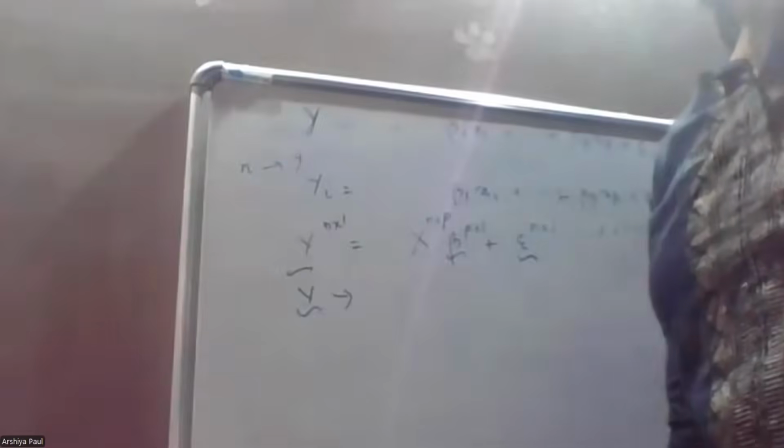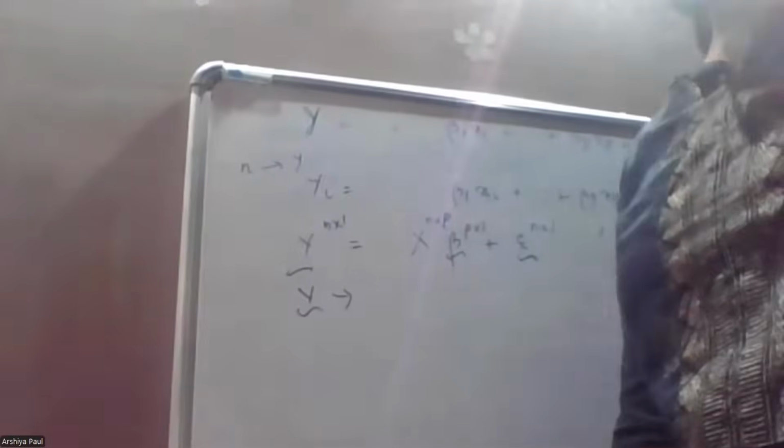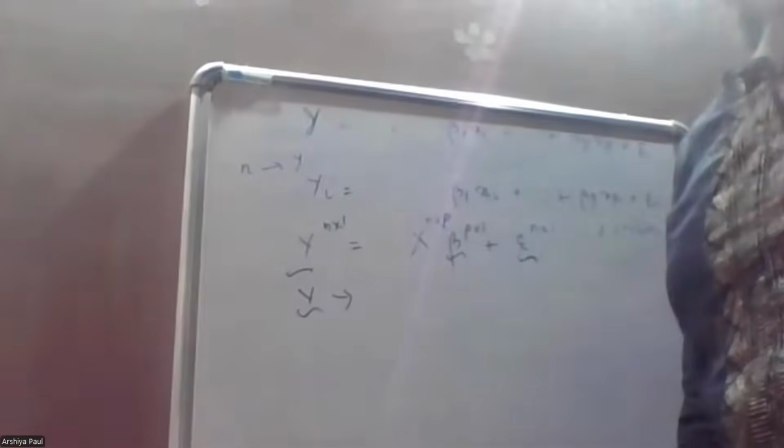N is greater than or equal to P, because the number of observations is greater than or equal to the number of parameters. So why do we do that? And why don't we assume normality for epsilon?